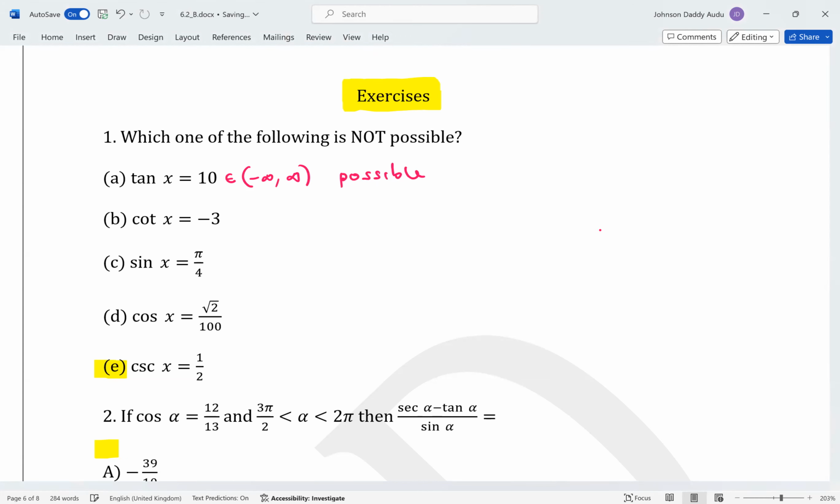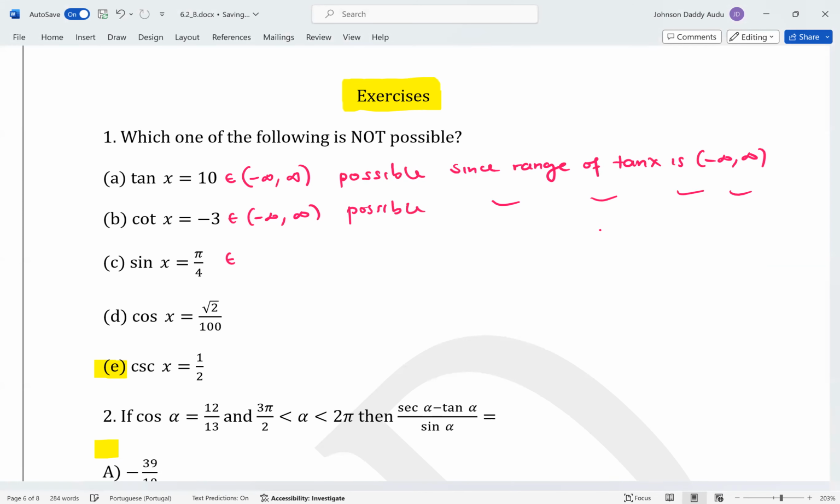It's possible since the range of tan is minus infinity to infinity. Okay. Now, this is also the same. So it means it's possible. Also for the same reason.